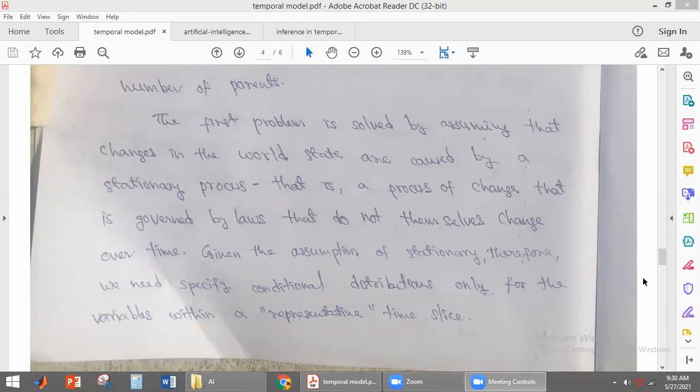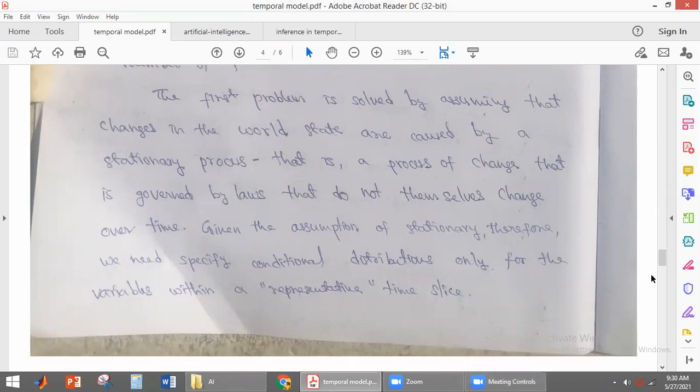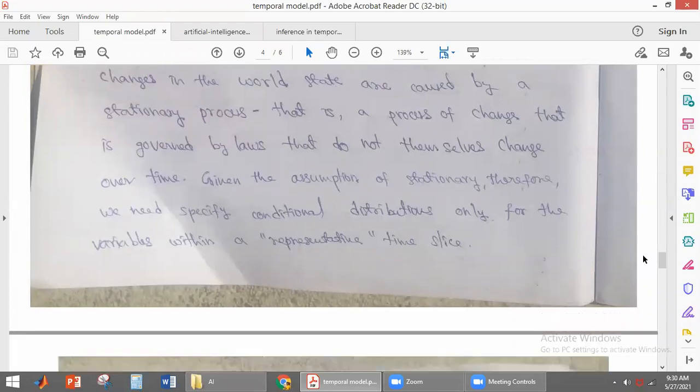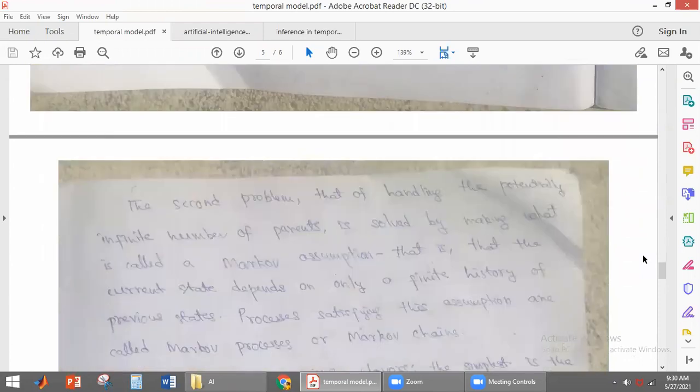That is, while assuming that the change in the environment is caused by the stationary process, the conditional distribution will be represented only for the variables in the given representative time slice. So you don't need the full conditional probability tables. Like that, the first problem will be solved.